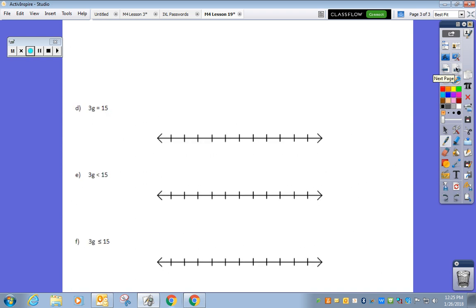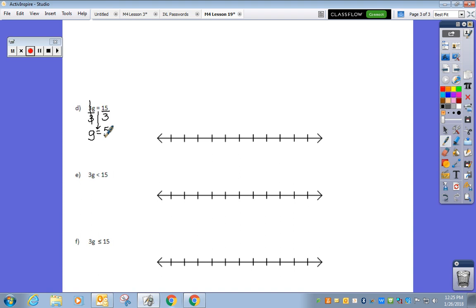Okay, so let's try some more. These are with multiplication equations. So again, we're going to do the inverse operation. So since this is 3 times g, that means I'm going to divide both sides of the equation by the number that's next to the variable, so in this case 3. Remember, we showed division in an equation like this with the fraction bar. So over here, the 3's cancel each other out, leaving us with g. We bring down our equal sign, and 15 divided by 3 is 5.